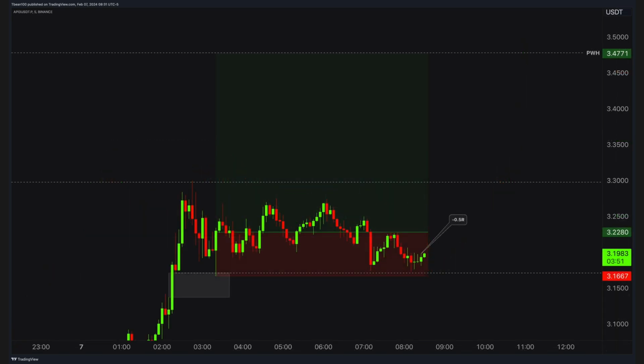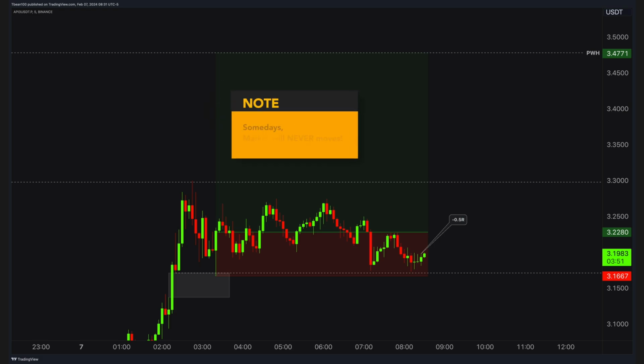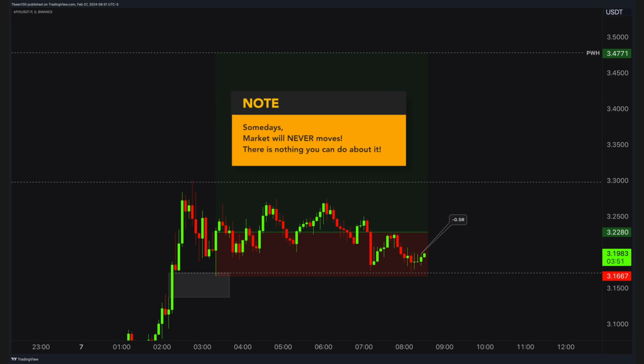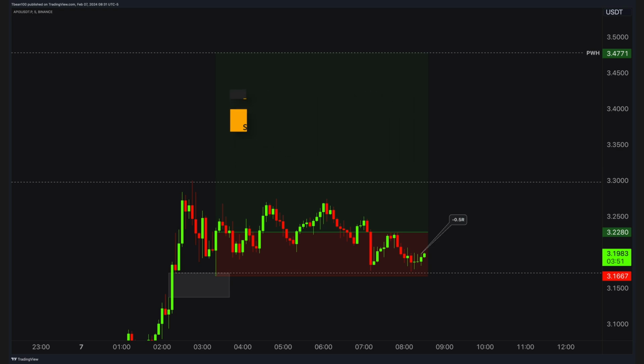Another okay loss. In this case, I am trying to carry the price to previous week high. Nothing complicated. Using imbalances and keep pushing the price. But as you can see here, price is not moving at all. There is nothing I can do here. If the price is not moving for hours, hanging around your entry area, just cut the trade. Look for better setups. Do not waste time on this.